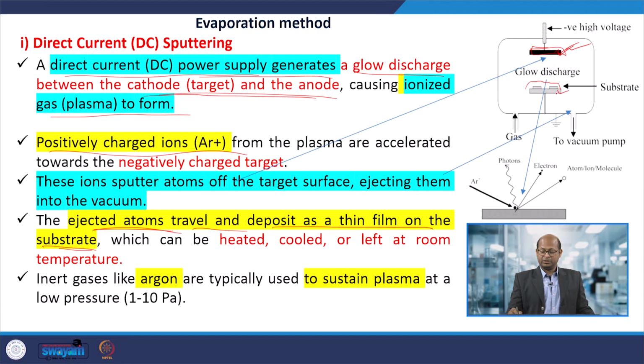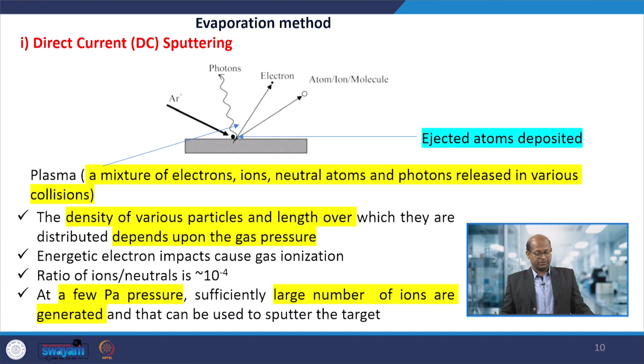So, if the substrate part or this component is a cold surface, then we can get those films. Okay, thin films we can get. Okay. So, here plasma atoms, the ejected atoms, are deposited on that particular surface.